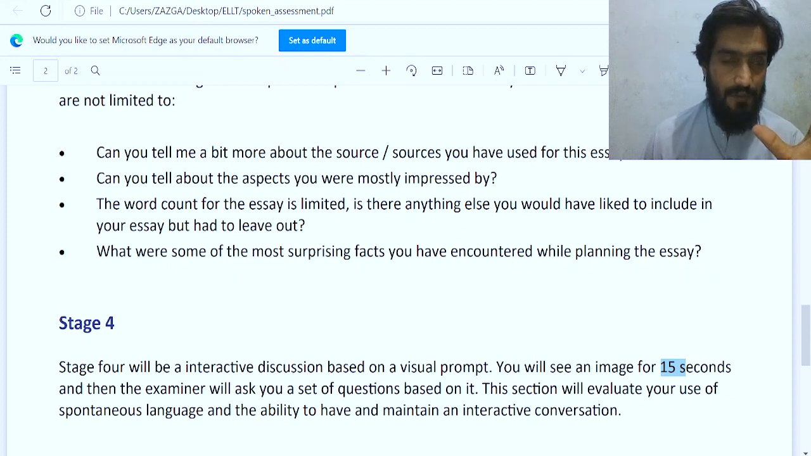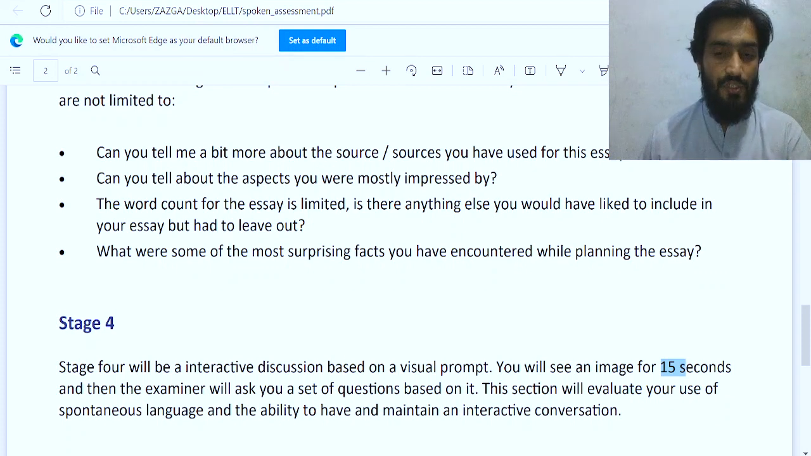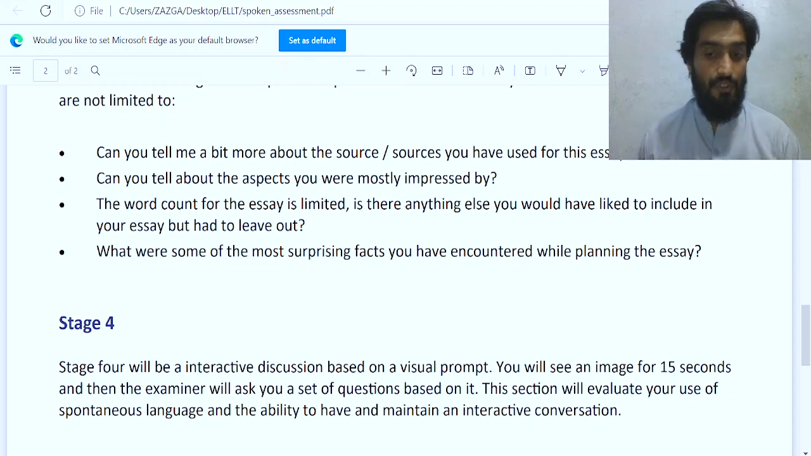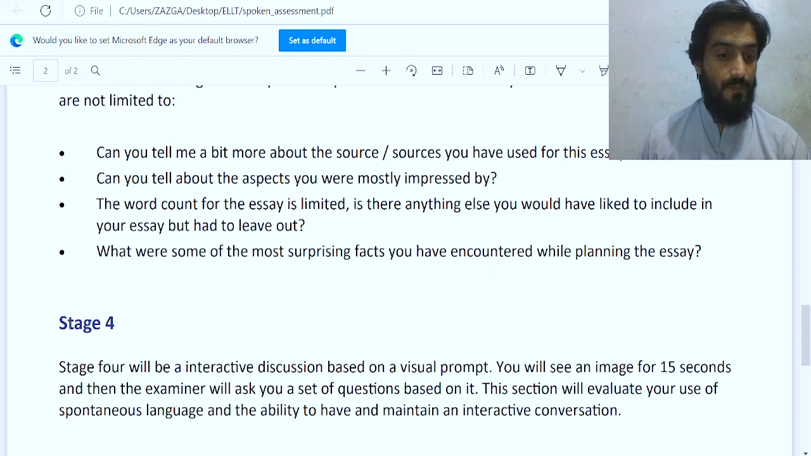Now in these 15 seconds you have to look at as many things as possible in the picture, because the examiner will remove that picture and then start a discussion about it. So let me read it. Stage 4 will be an interactive discussion based on the visual prompt. You will see an image for 15 seconds, and then the examiner will ask you a set of questions based on it. This section will evaluate your use of spontaneous language and the ability to have and maintain an interactive conversation.